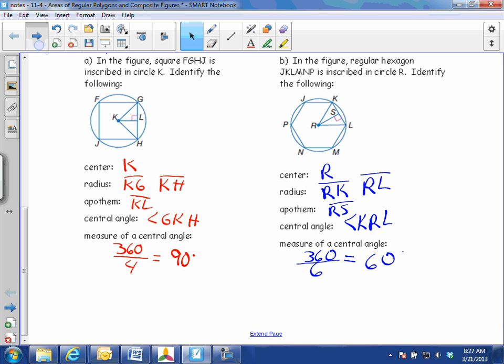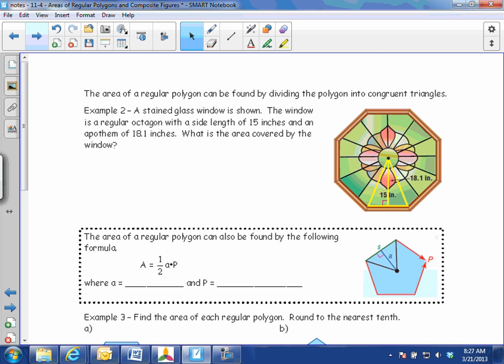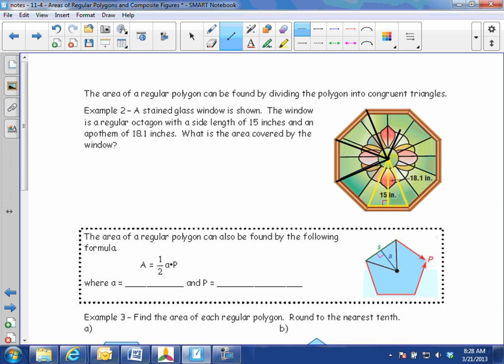Moving on. We have a stained glass window over here. It says the area of a regular polygon can be found by dividing the polygon into congruent triangles. Remember how we said we could draw a line from the center to a corner, and it's going to divide it into congruent triangles. And they've already drawn these. There's this one.